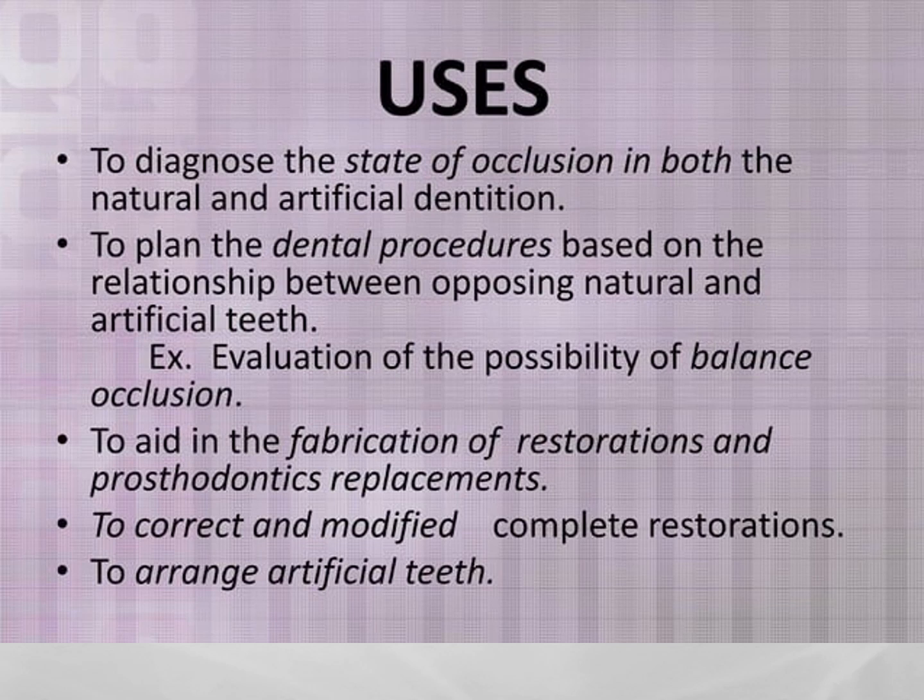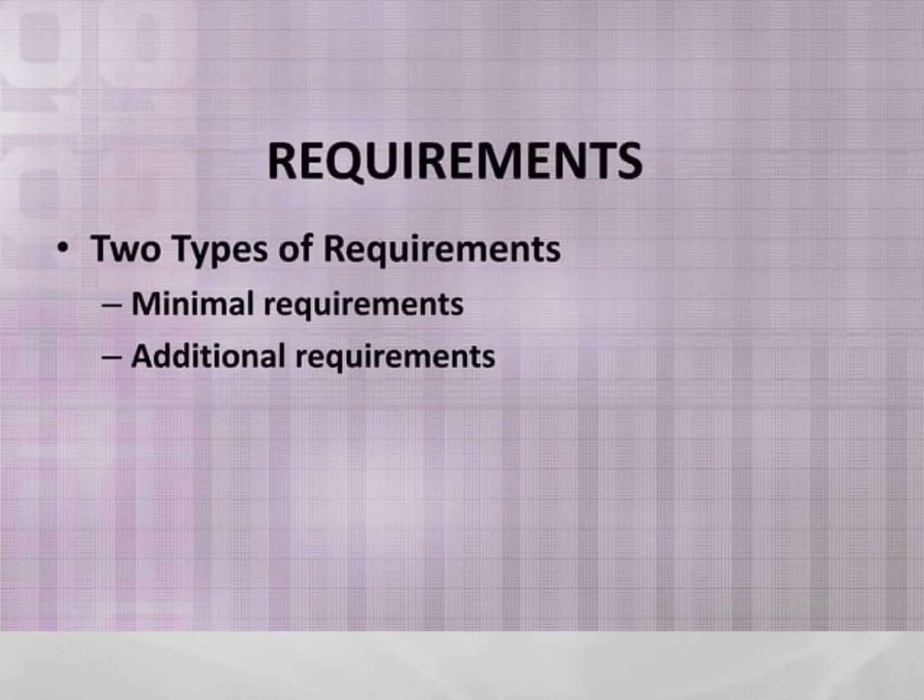What are the various uses of an articulator? First thing, to diagnose the state of occlusion in both natural and artificial dentition. To plan dental procedures based on the relationship between opposing natural and artificial teeth. To aid in fabrication of restorations and prosthodontic replacements. It also helps to correct and modify the complete restorations and also to arrange artificial teeth.